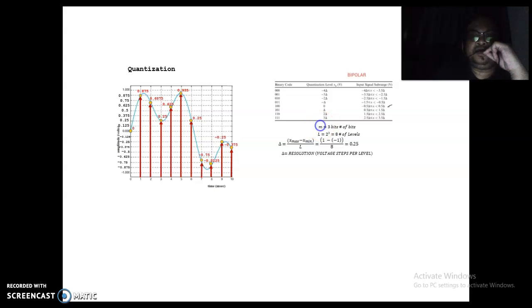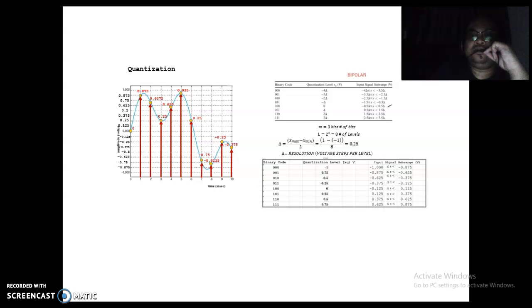Resolution is voltage steps per level. So applying delta here to the table, substituting delta into the table, you will get these values.